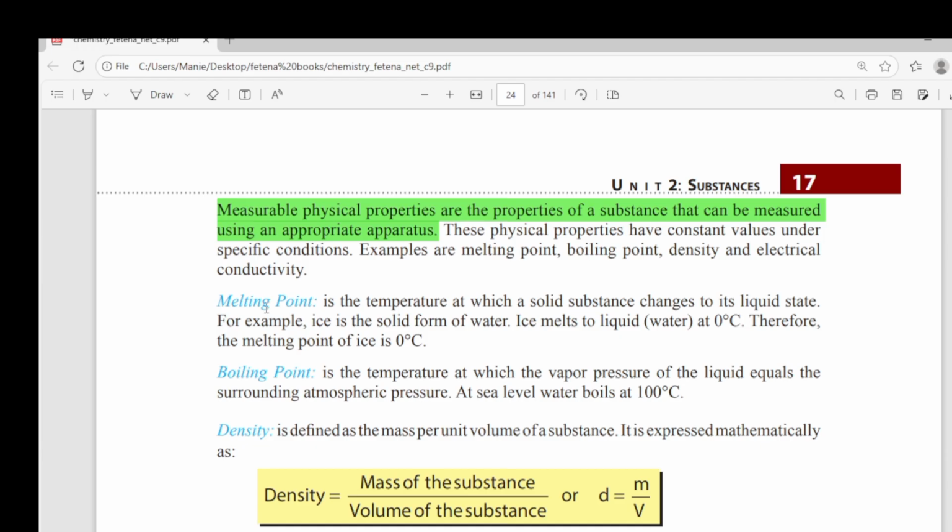It's a temperature at which a solid substance changes to liquid state. For example, ice is the solid form of water. Ice melts to liquid at 0 degree centigrade. Therefore, the melting point of ice is 0 degree centigrade.